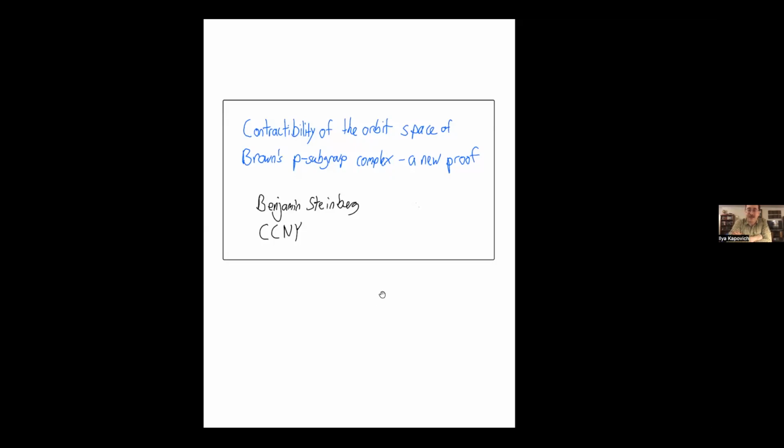It's Benjamin Steinberg from the City College of CUNY, and he's going to tell us something about contractibility of the orbit space of Brown's p-subgroup complex, and he'll explain a new proof. Ben, please.